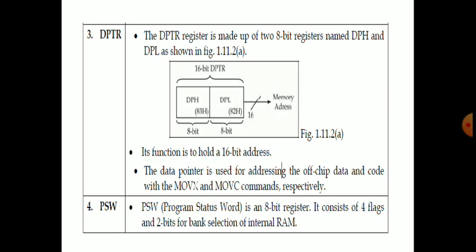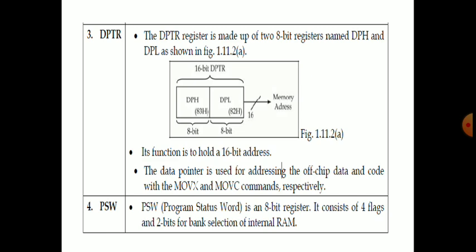MOV, move, transfers data from one position to another, for example one register to another register. We use MOV for internal transfer of data, register to memory, memory to register, or register to register. But in the case of DPTR, it is a 16-bit register pointing to off-chip data, so we use the special mnemonics MOVX and MOVC. We will see this part in the coding section, in the second or third chapter.